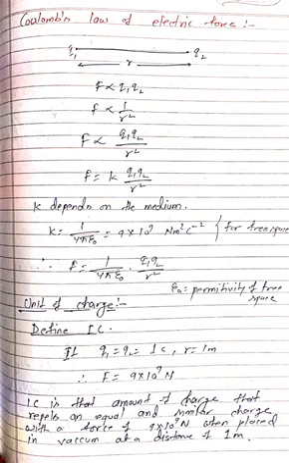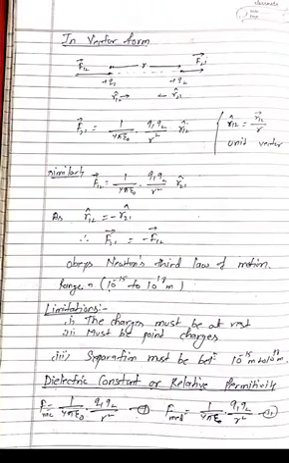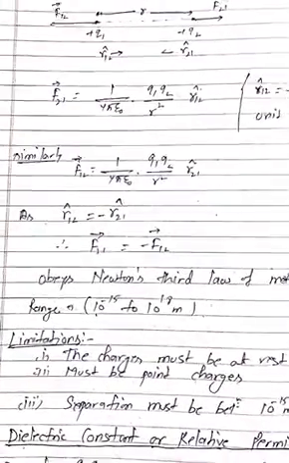Okay, this is very simple. This question may come in the board examination: define 1 coulomb of charge. Now to define 1 coulomb of charge, you will go through Coulomb's law only. Suppose there are two charges of 1 coulomb each and separated by 1 meter, then the force between them will be 9 into 10 to the power 9 Newton. That's it.